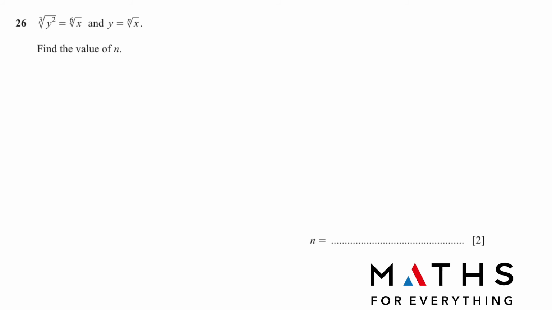Number 26. We have been given cube root of y square is equal to 1/6 x, and y is equal to the nth root of x. Find the value of n. You need to know the radical forms. Now suppose you have this. You know that this is x to the power of half. How did we get this? There's a 1 here, and if there's nothing written in the crook, we write 2.